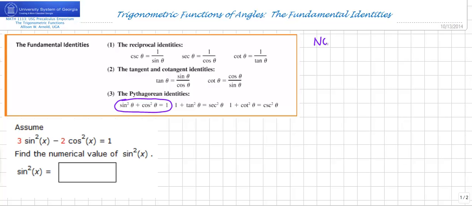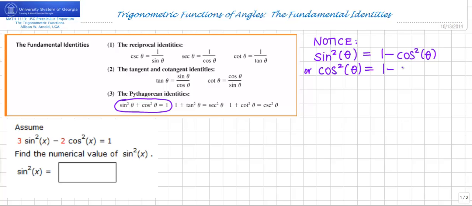I want you to notice that you can write this in two additional ways. You could note that the square of the sine value is 1 minus the square of the cosine value. Or you could write that the square of the cosine value is 1 minus the square of the sine value with your algebra skills. Okay, so all of the identities can be manipulated algebraically in a manner like this.